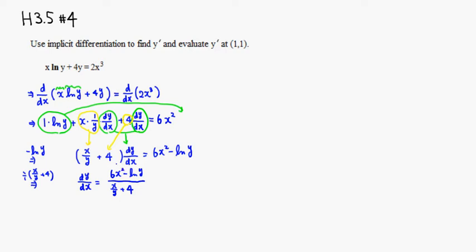Since I don't like to have a fraction inside a fraction, I'm going to multiply top and bottom by y. So it's going to be y times 6x squared minus natural log of y, all over y times x over y, which is just x, plus y times 4, which is 4y. We have that. So let's type it in.